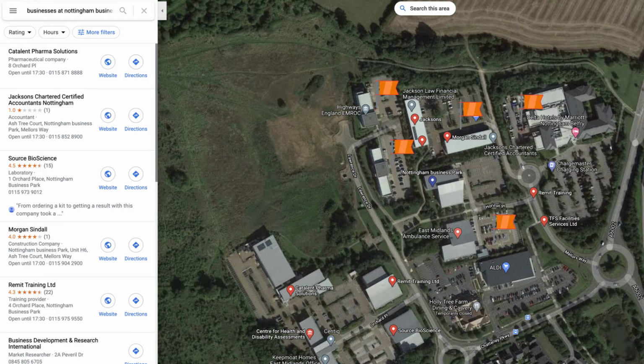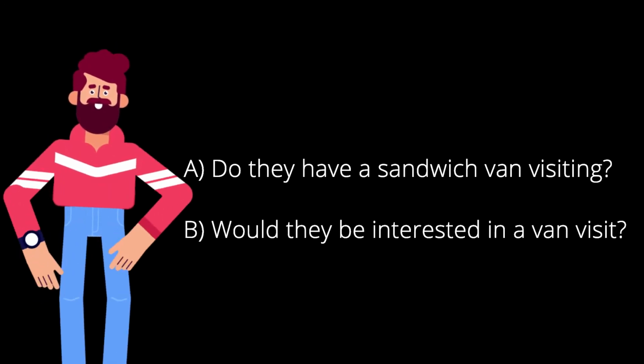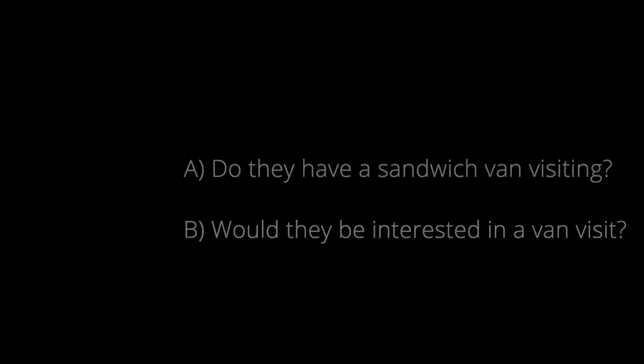You can use the list of companies from Google Maps to get the contact details and ring them up to see A, if they have an existing sandwich van visiting, and B, if they would be interested in your sandwich van visiting.